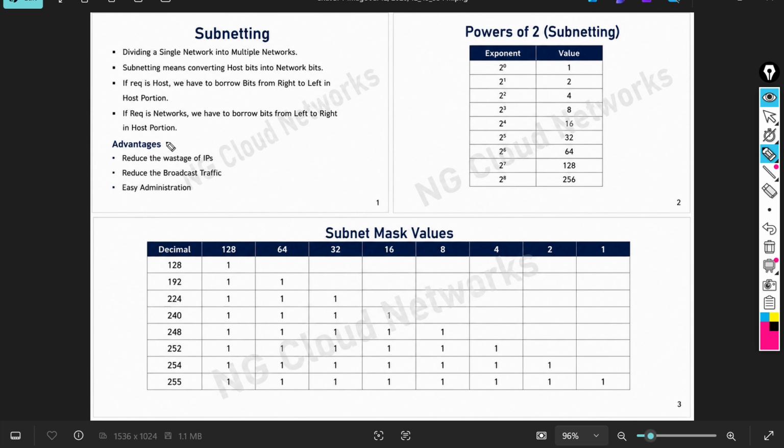Next, advantages. What are the advantages of subnetting? Reduce the wastage of IPs and reduce the broadcast traffic. Reduce the broadcast traffic, meaning we already discussed the ARP protocol and the DORA process. In ARP, whenever a PC needs to find the destination PC's MAC address and doesn't know it, the PC sends an ARP request. The ARP request is a broadcast message, which means all remaining computers receive it.